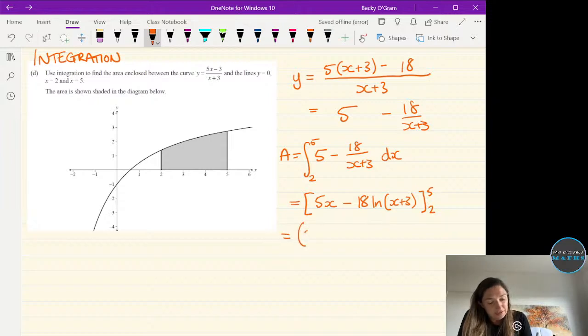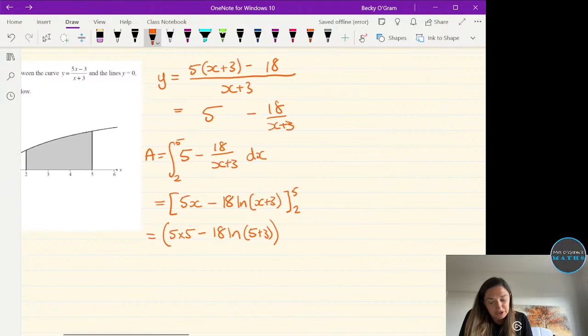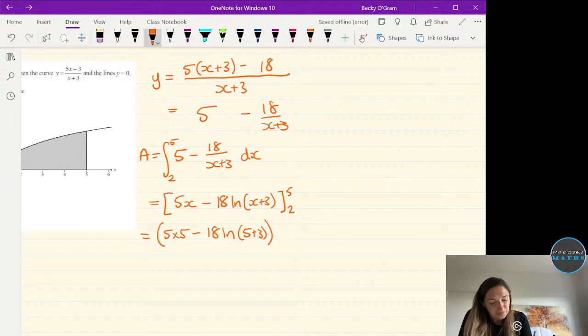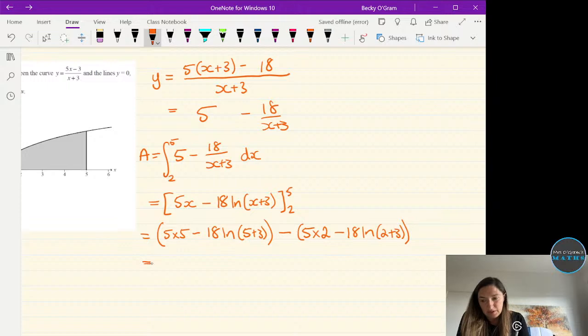So we get 5 times 5 minus, hello Stacey, 18 natural log of 5 plus 3. And I'm just going to move over, we don't really need that picture too much anymore. Take away, if I sub in the 2, so 5 times 2 minus 18 natural log of 2 plus 3. And then you'll go and pop that into your calculator.